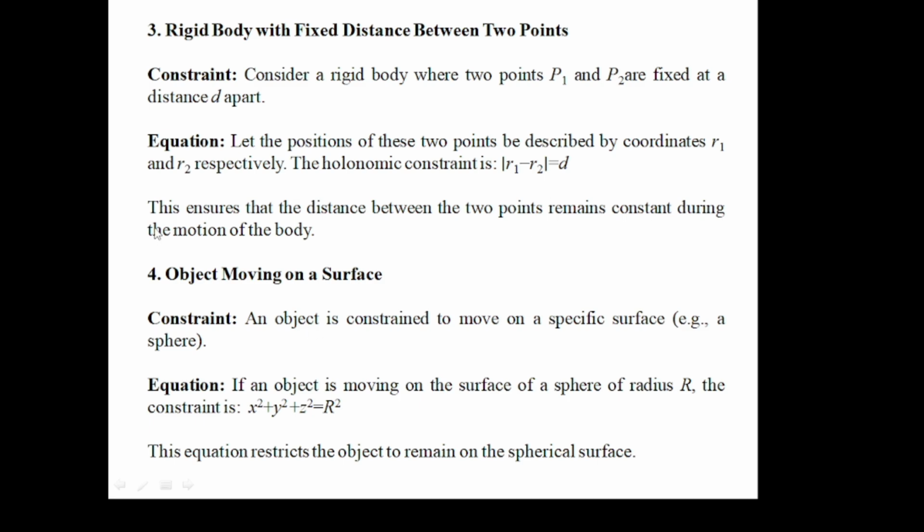The fourth one is the object moving on a surface. So if the object is constrained to move on a specific sphere, then the constraint equation is x square plus y square plus z square is equal to r square.